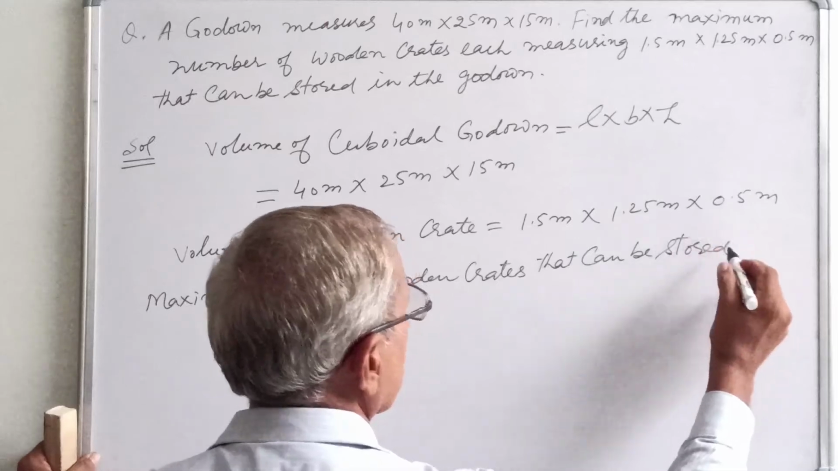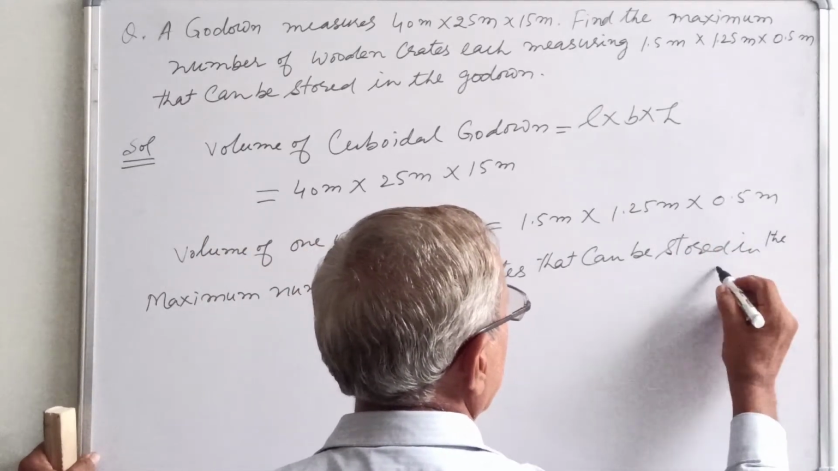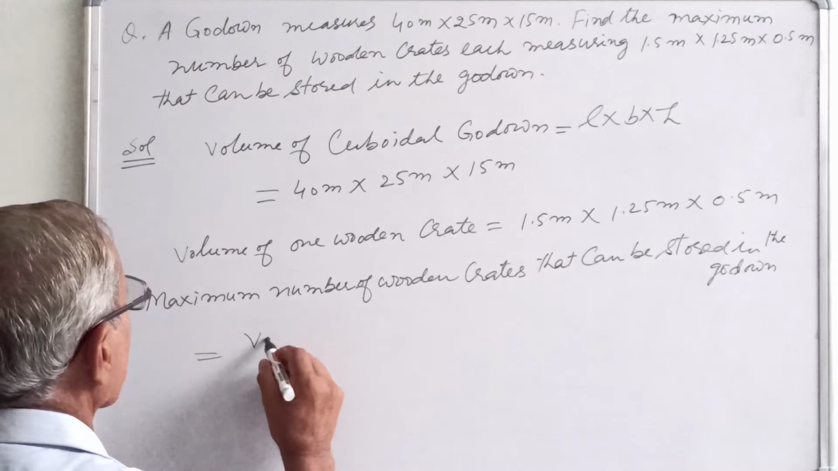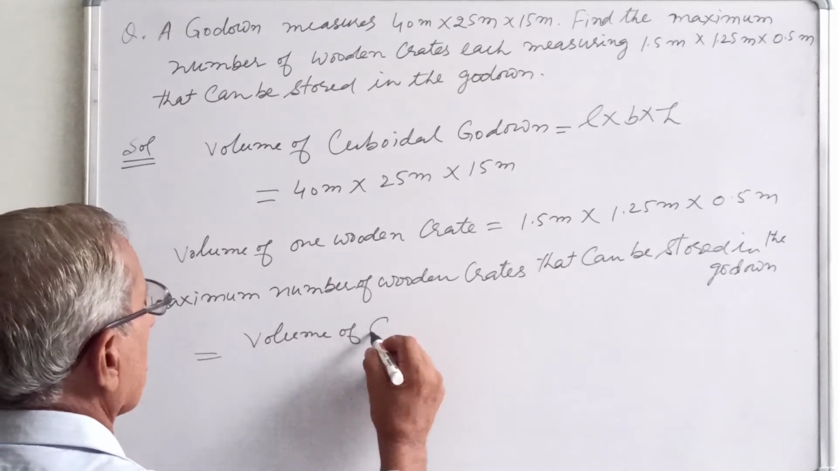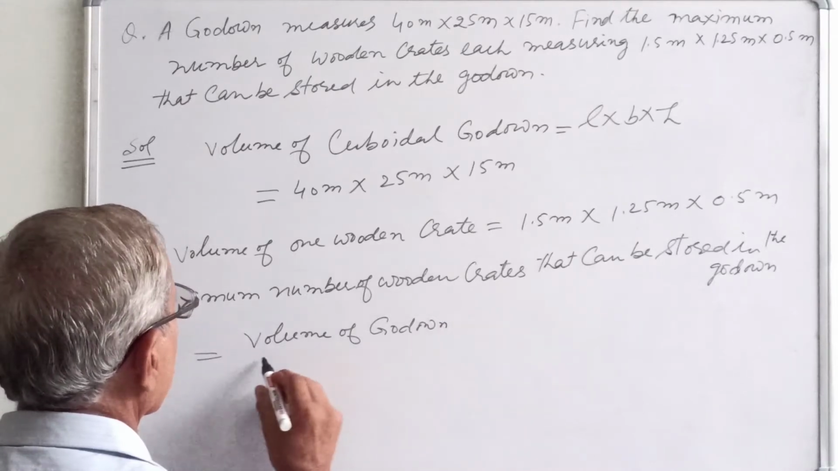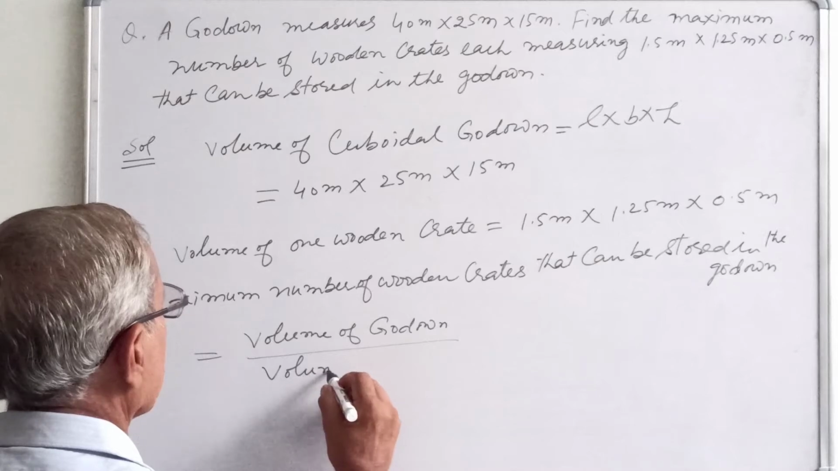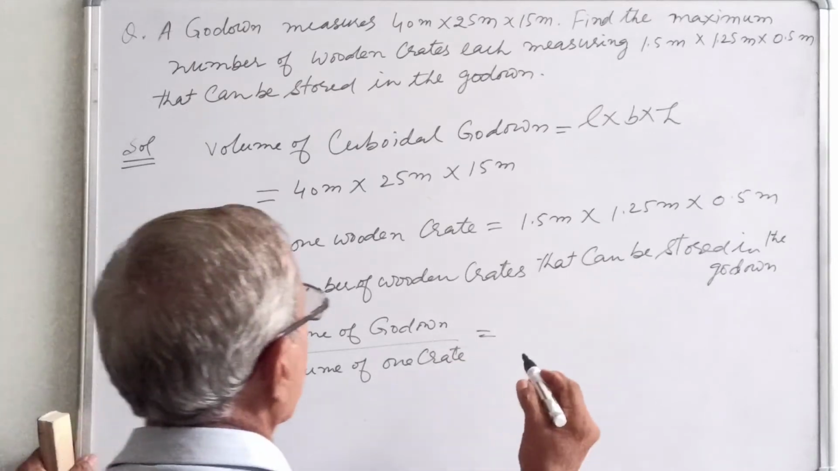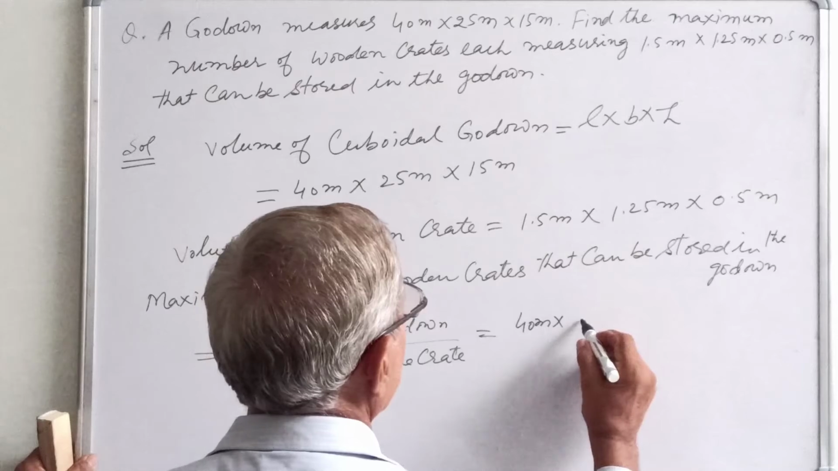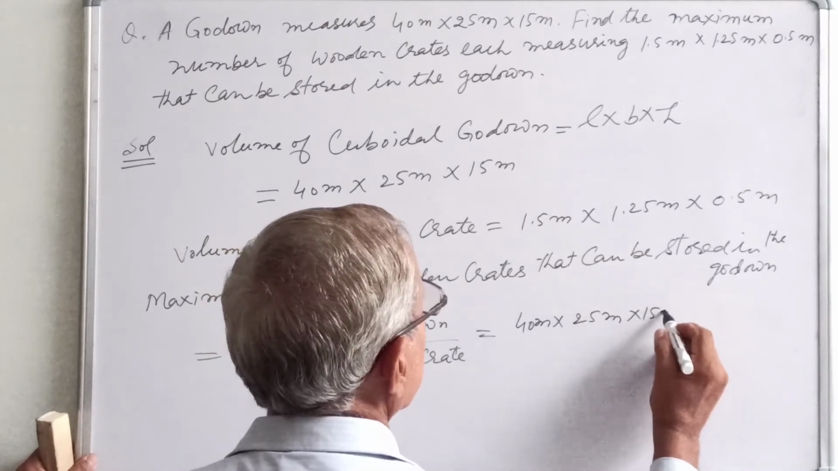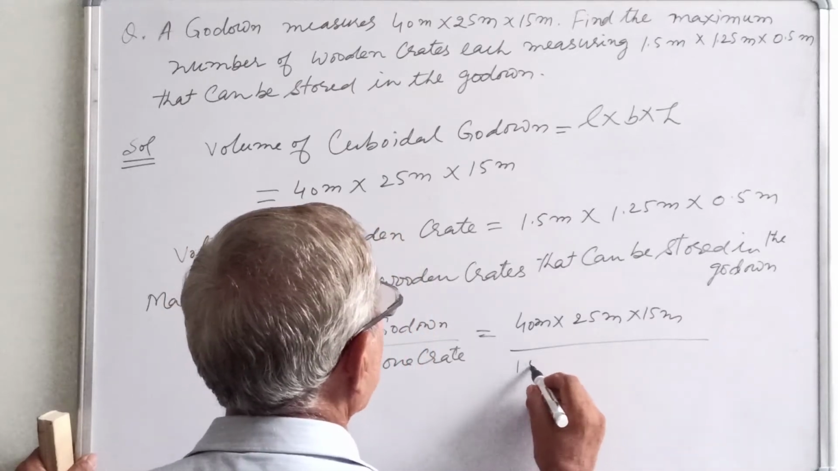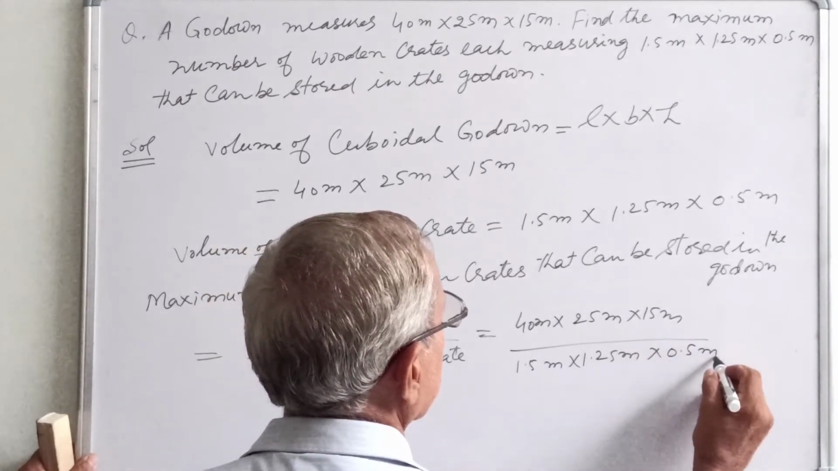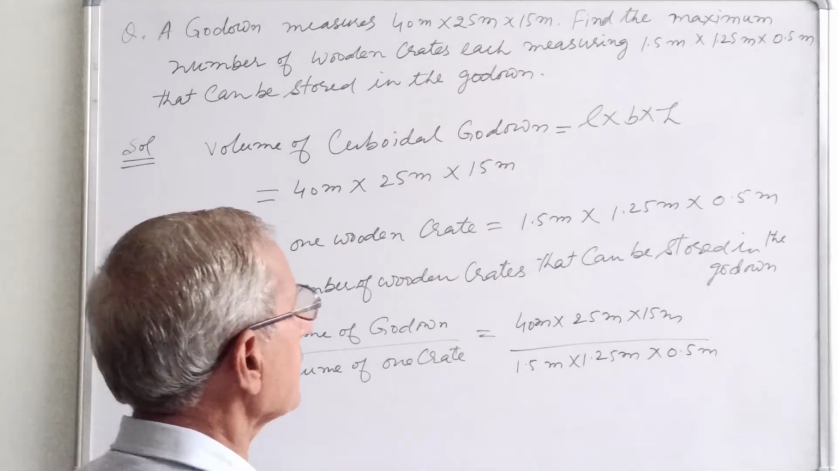That can be stored in the godown. That will be equal to the volume of the godown divided by the volume of one crate. 40 meter, 25 meter, 15 meter divided by 1.5 meter, 1.25 meter, 0.5 meter. So you have to replace the decimals.